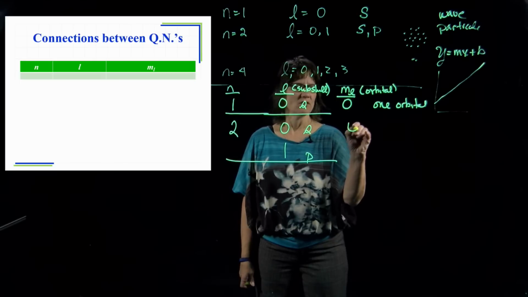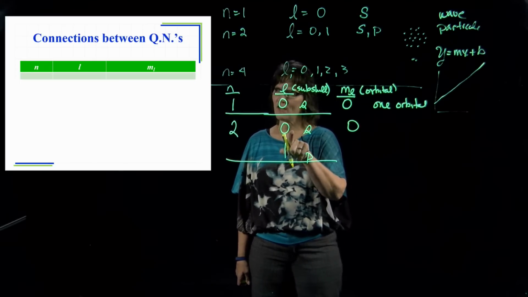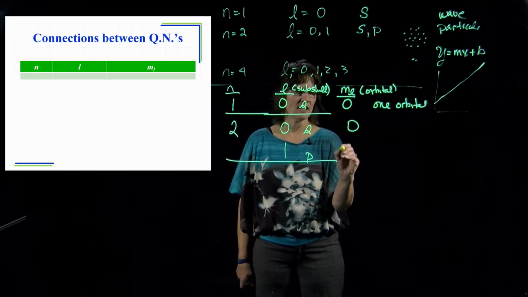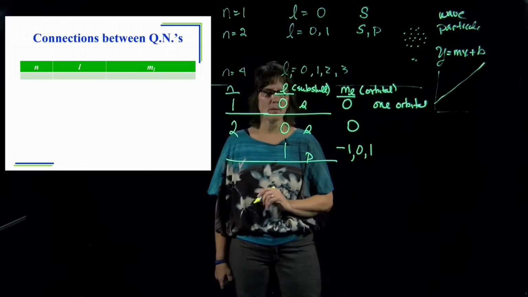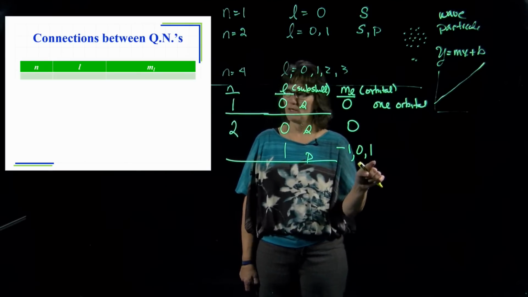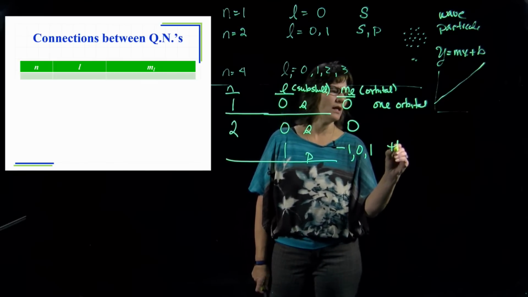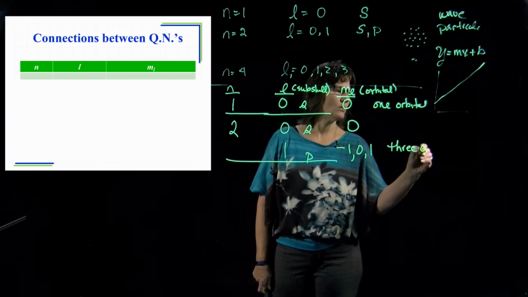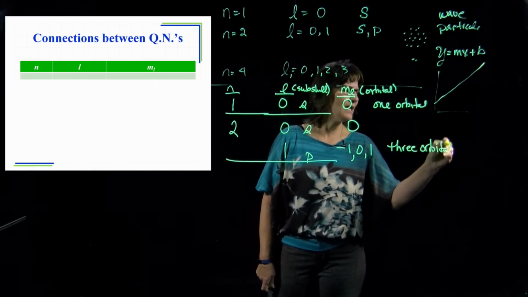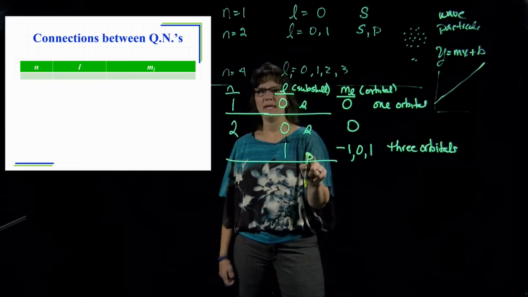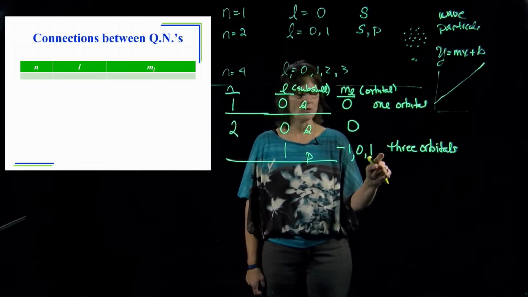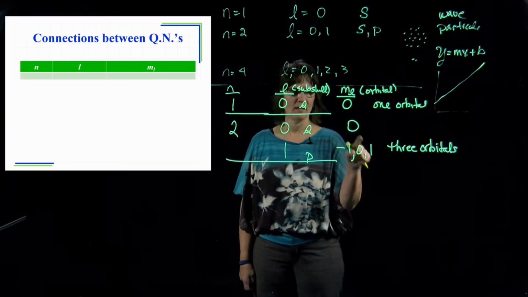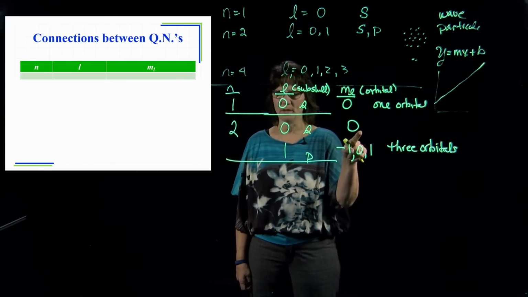M sub L. This is only 0 for the S because it goes from negative L up to positive L. But for P it is a negative 1, a 0, and a 1. How many numbers do you see there? I see 3 numbers. So there are 3 orbitals in the P subshell. That's what that's telling me. So this is a bigger dormitory. This dormitory has 3 rooms in it. That's a tiny dormitory. It only has 1 room in it.